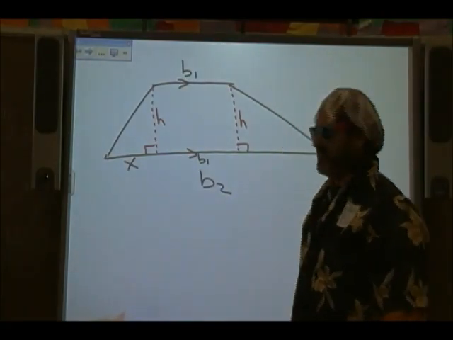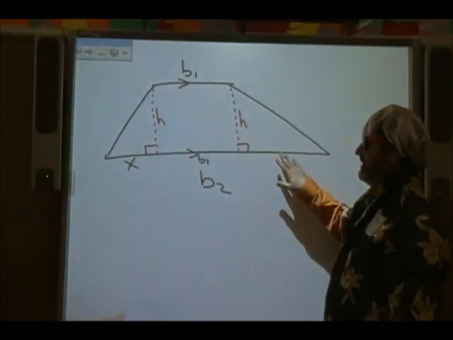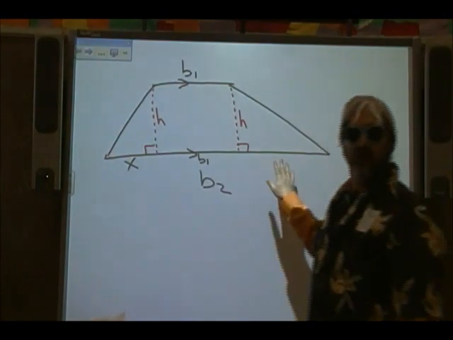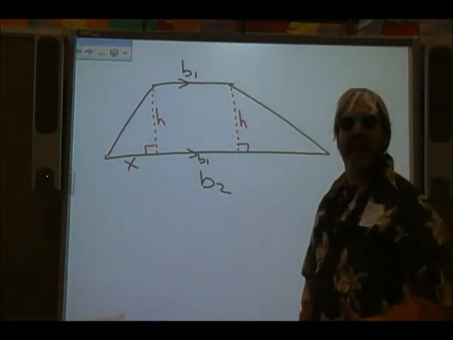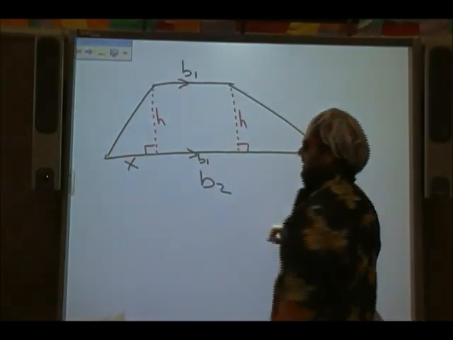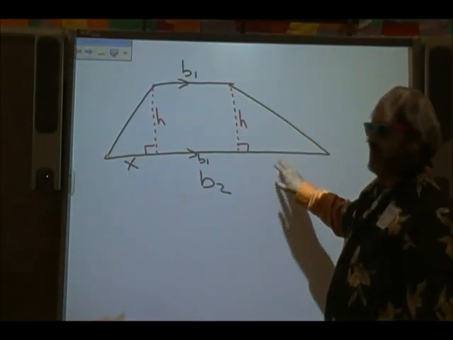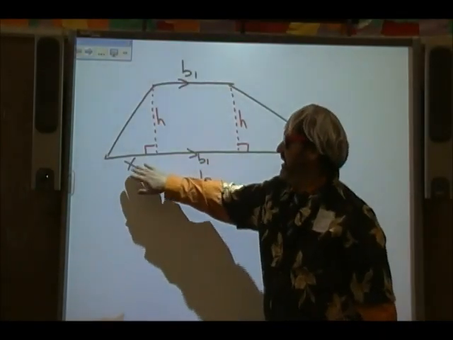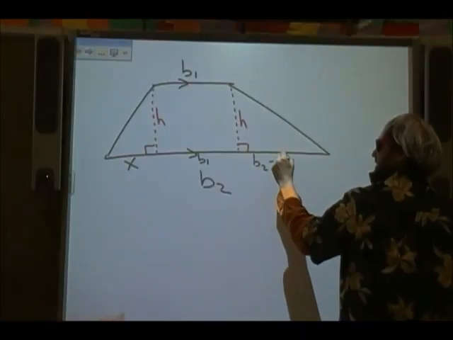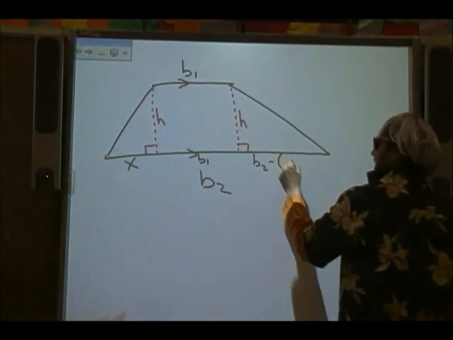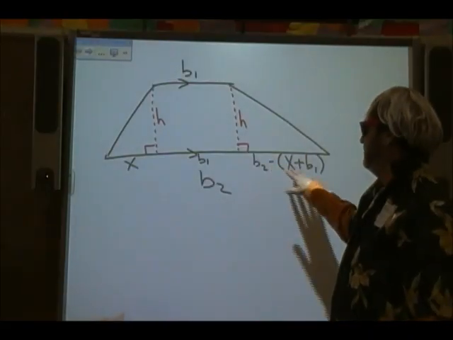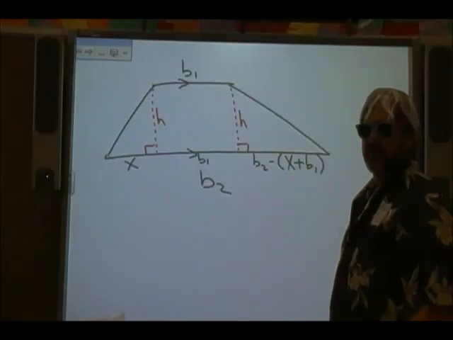So here we have it. Very good. On this side here, I could use another letter, Y, but I already have enough letters, so I want to use this in terms of the letters I have. So what I can do is, if this whole thing is B2, then this piece is the whole thing, take away these two. So it's B2 minus these two pieces together, X plus B1. So it's B2 minus X plus B1.